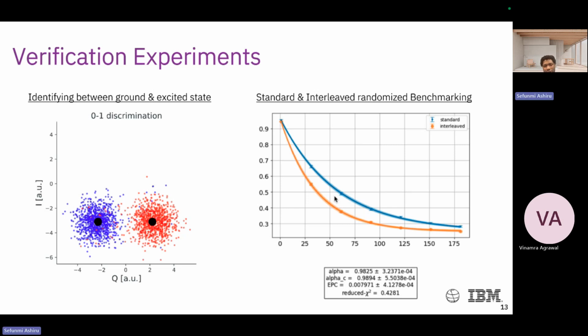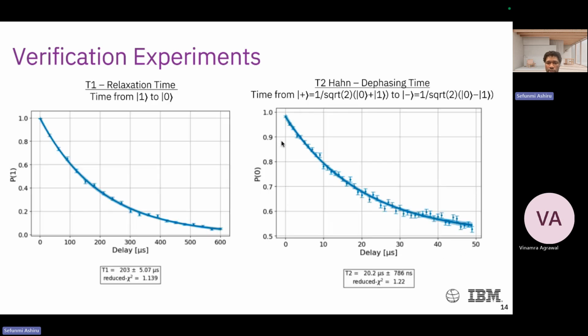Another test was the standard and interleaved randomized benchmarking, where you just stack the gate on top of itself a lot of times until the noise level has reached the point that it's giving no information whatsoever. So you stack the gate a lot of times and see how noisy it gets over time, just to see the rate of change.